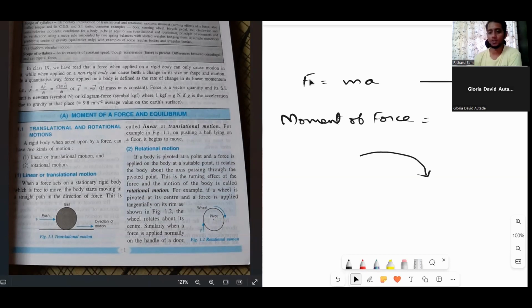That's when we use this formula F is equal to m into a. But we are learning about rotational motion. That is when a force is applied and it causes the object to go in a circular direction. Now, can you give me some examples of rotational motion?